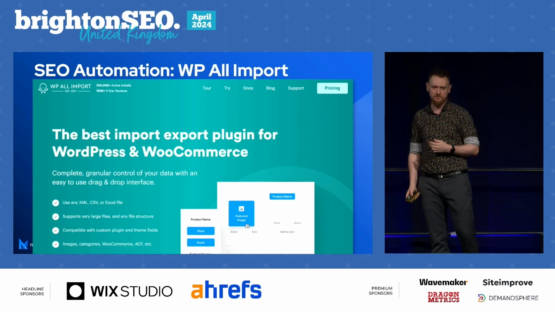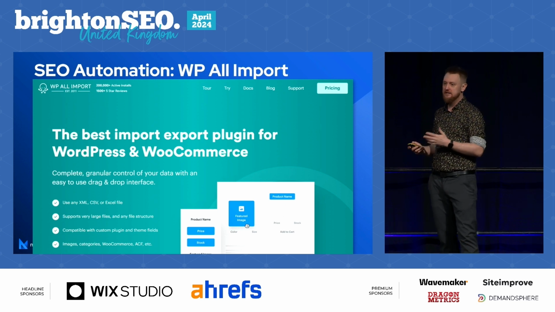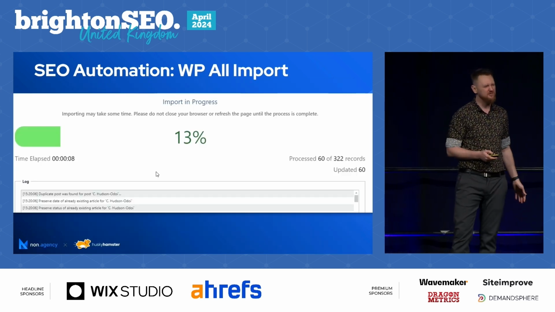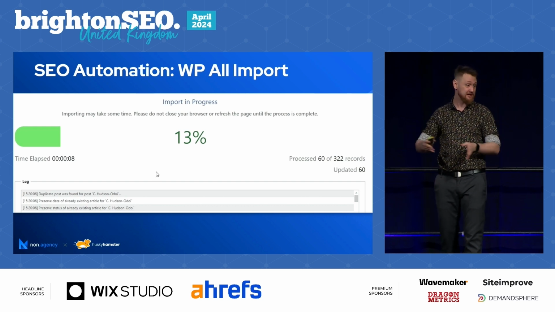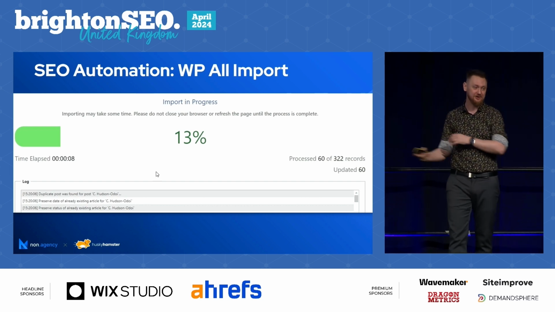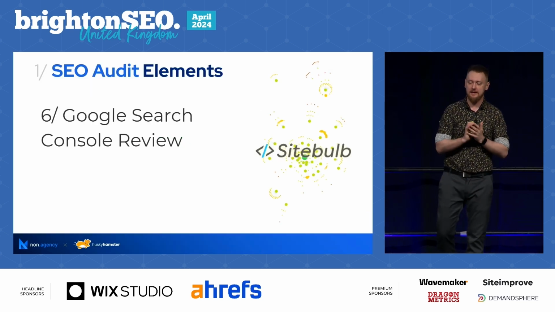Another tool that we used for automation is the WP All Import plugin, which is great because it allows you to import virtually anything from a spreadsheet into your WordPress. For example, those generated meta descriptions based on your content from Horseman. And it takes no time, it's really easy to use.